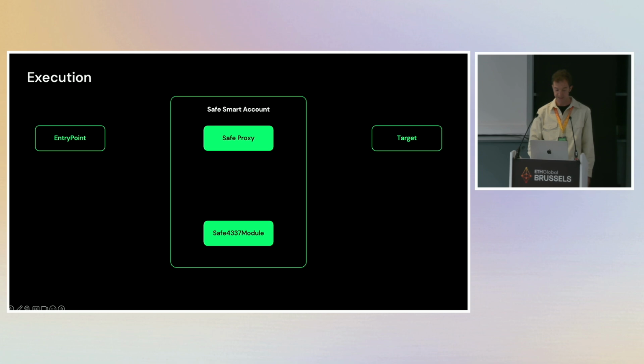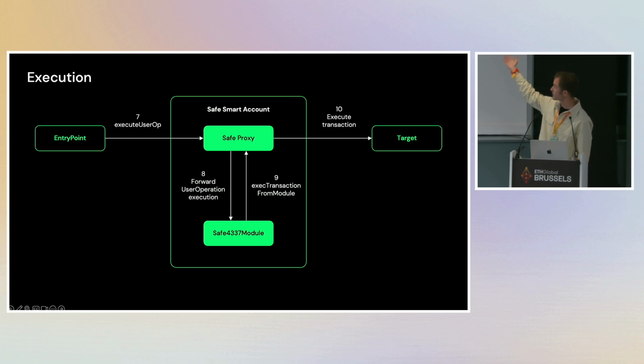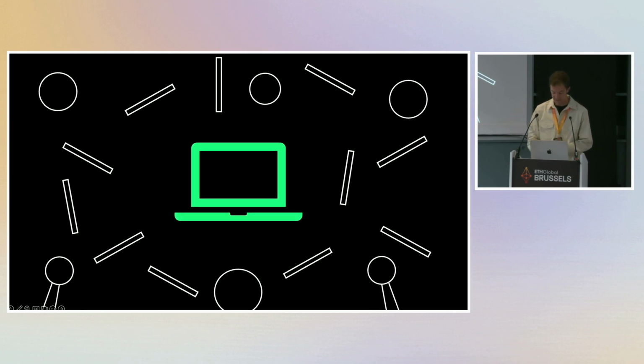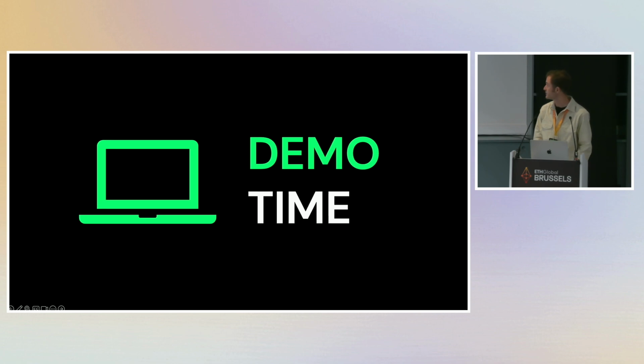After that, the second part is the execution phase. The entry point will call the execute user op in the Safe. The Safe will let the module create a transaction and send it to the target. This was very fast, but now we will see a demo, hopefully. If I can share my screen.